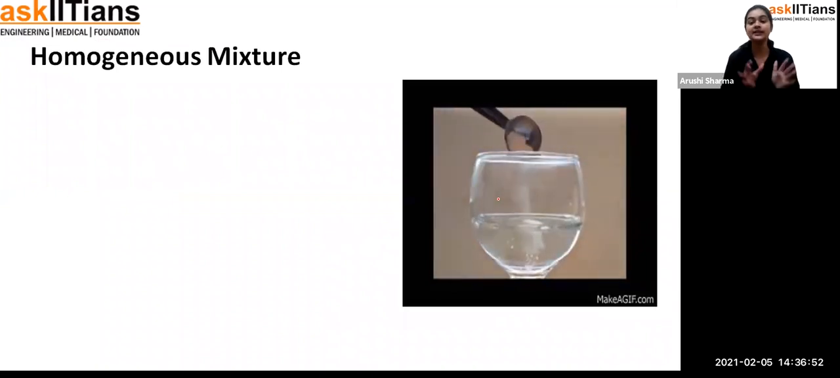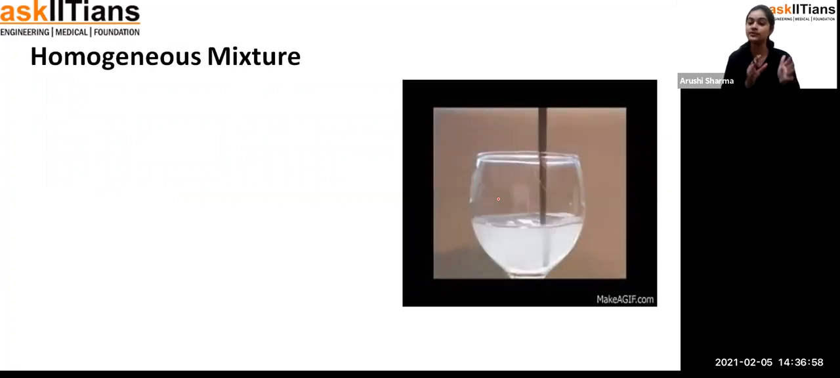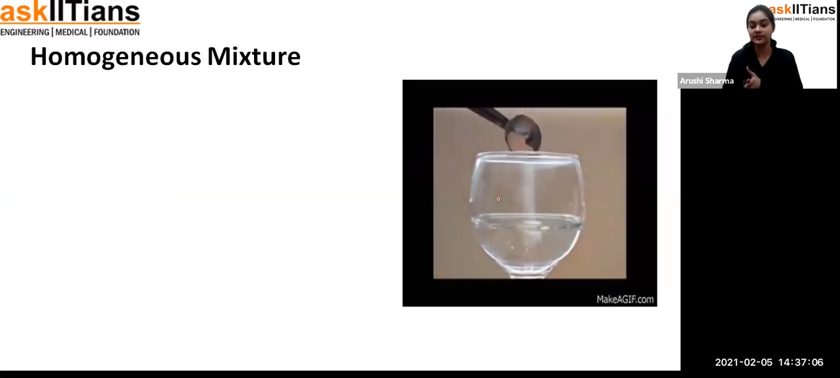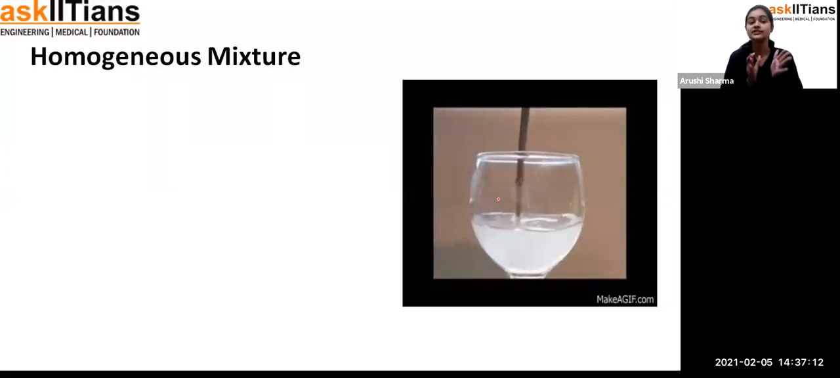So first of all, we are going to discuss the homogeneous mixture. We have come to know what mixtures are, and we have seen some examples. A mixture is something where two or three substances are added together, and after that we are able to separate them out, so we call them a mixture. But now we are talking about the types of mixture. So first of all, it is the homogeneous mixture.